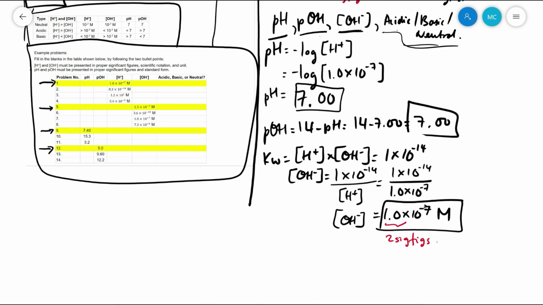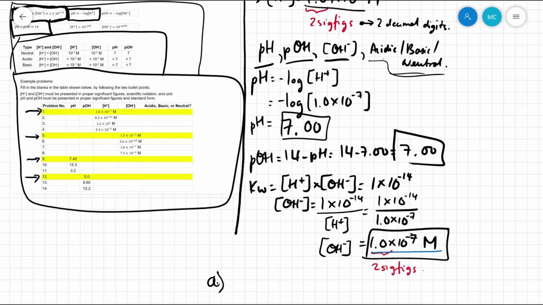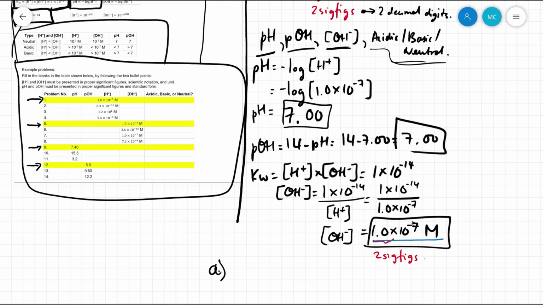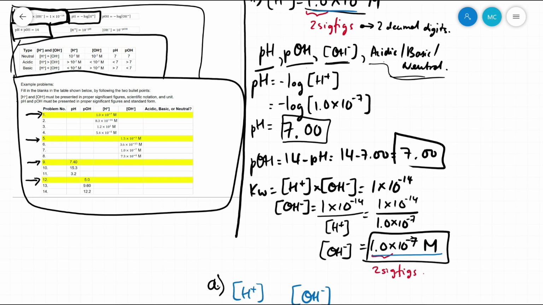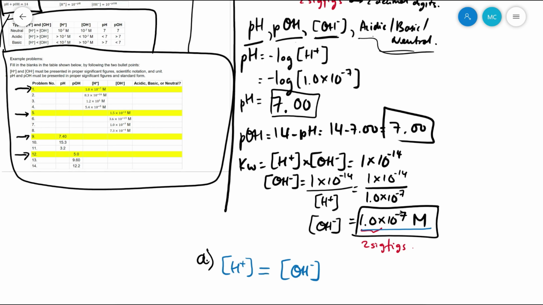There are two methods. The first method is by comparing the concentration of the OH and the H. If I look at the concentration of the OH and the H, they are essentially the same, right? They're both 1.0 times 10 to the power of negative 7. And because they are the same, the solution is neutral.